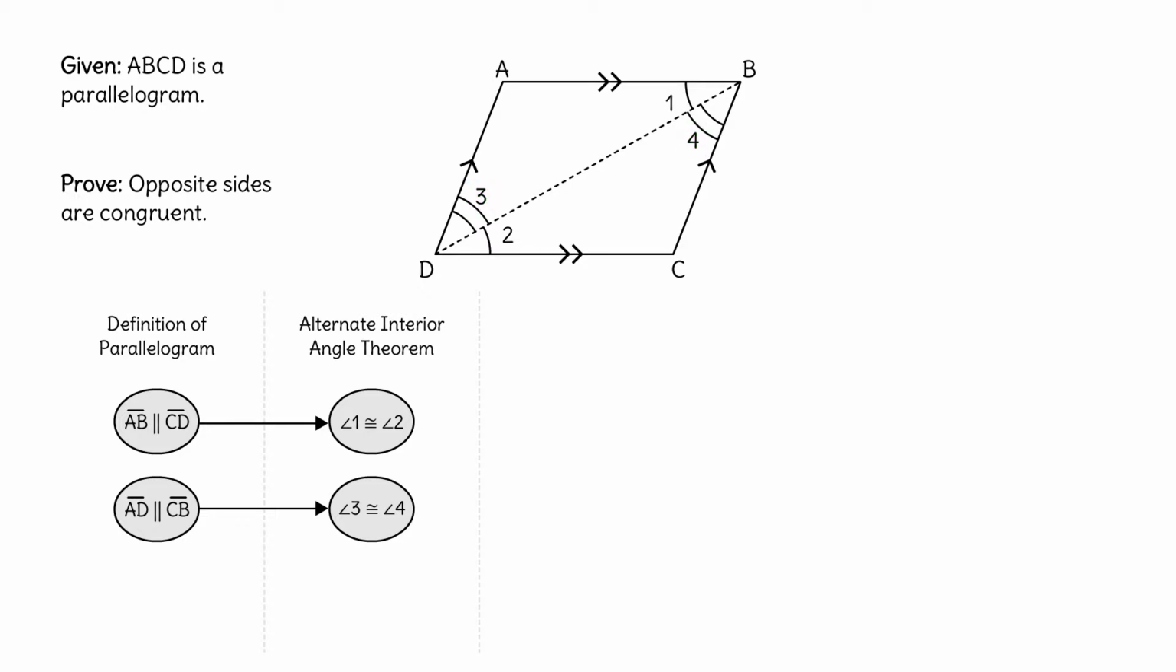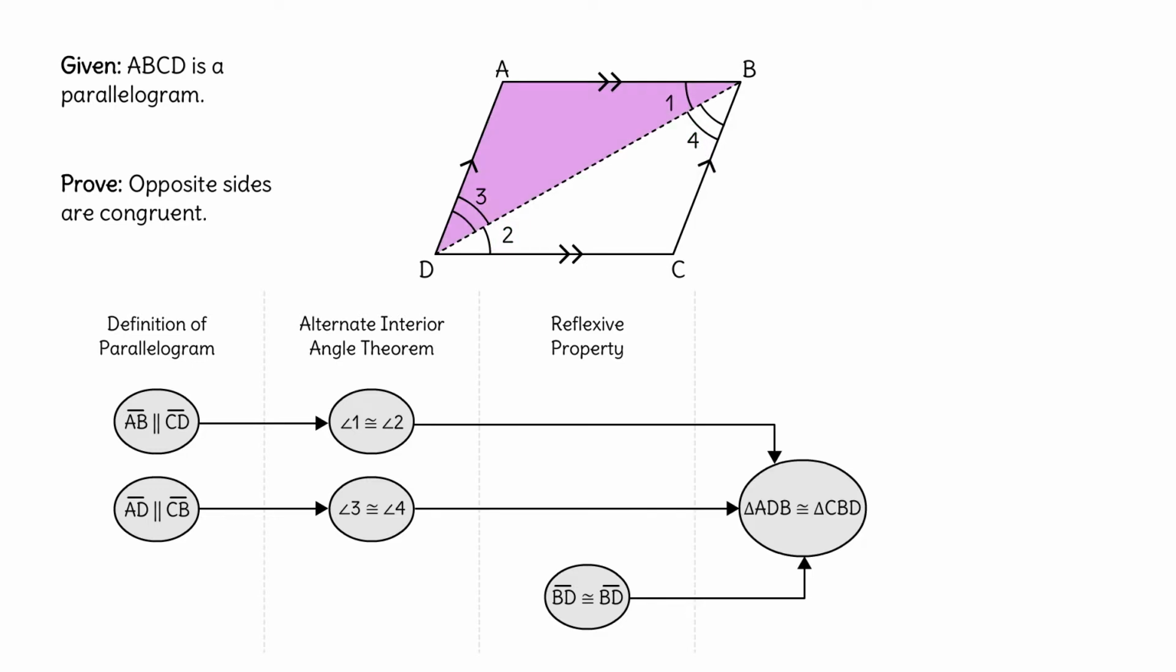Now, step back and look at the two triangles. Can you prove them congruent? BD is congruent to itself by the reflexive property. So an angle, side, and angle of one triangle are congruent to an angle, side, and angle of another. Triangle ADB is congruent to triangle CBD by angle, side, angle.